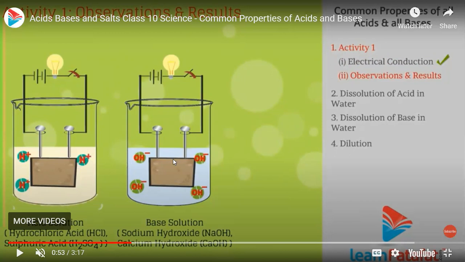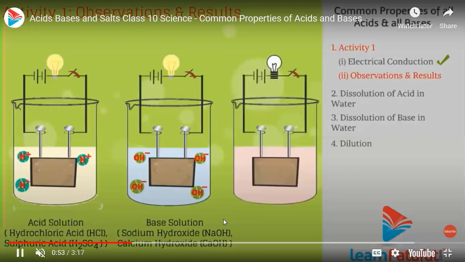In case of base also, you'll see the bulb will glow, but the reason behind the glow of the bulb is basically the OH minus ions which are present in a base. Now we say whenever we talk about acids, H plus ions are being produced, and whenever we talk about bases, we say that OH minus ions are produced, or we can say that hydroxyl ions are produced.